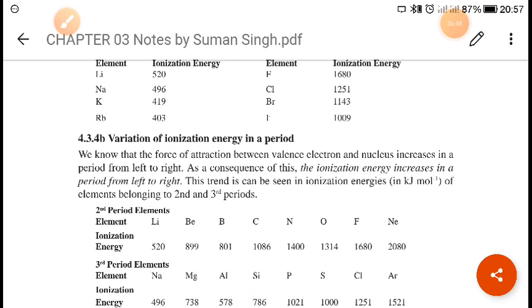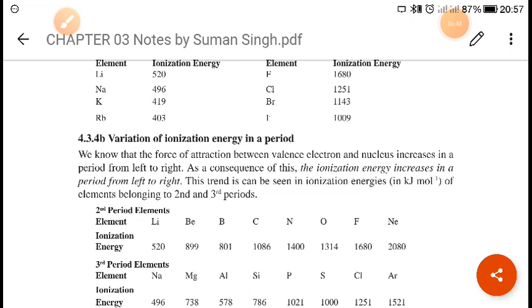Now number two is that due to the increase in the number of inner electrons, the shielding effect increases. As I have told you, the more electrons there are in the inner shells, the more the shielding effect. So the valence electron gets more and more loosely bound to the nucleus as the atomic number increases going down the group, right? So these are the two factors which affect the value of ionization energy.